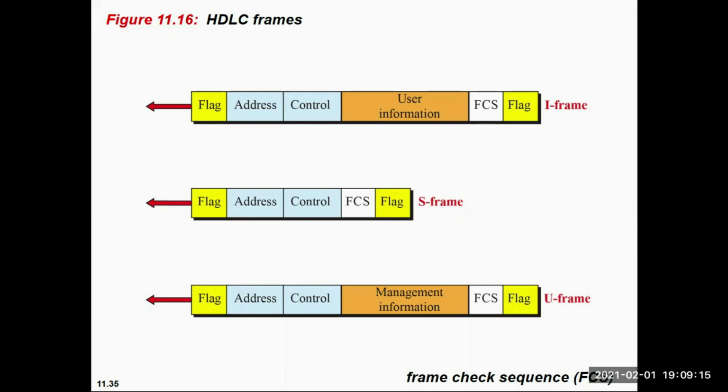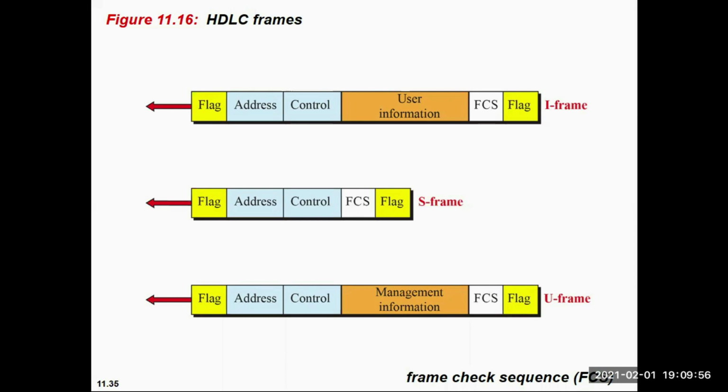After flag, the next thing is address. So address contains the address of the secondary station, whether the frame is transmitted by primary or secondary. In command, a station gives the address of the destination and in response it gives its own address. The address field consists of 8 bits, and because it consists of 8 bits it gives a capability of 256 different addresses.